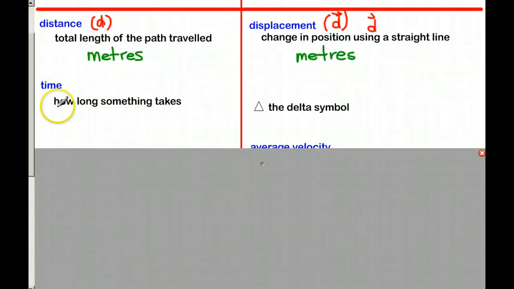Okay, so time is the next one, and it is only a scalar quantity. There's no other version of time that has a direction associated with it, but it's a common thing that we're going to use in our first unit, so we're defining it here, and it's scalar. The letter that we use to represent time is a lowercase t. It's how long something takes to move a certain distance. The units for time are measured in seconds.